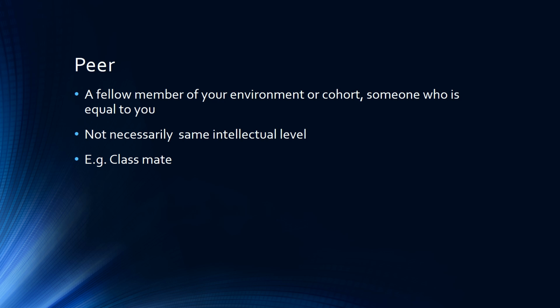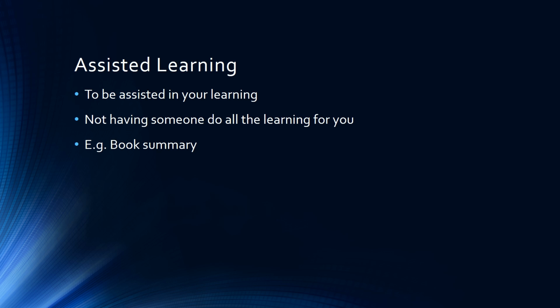Now, the second part of peer-assisted learning is assisted learning. Assisted learning really does mean to be assisted in your learning, and that's very critical that you understand this. This does not mean that someone does all the learning for you. For example, this is a book summary. In a book summary, someone has gone through the book, worked through the entire thing and written a summary. If you only read the book summary, you're not having your learning assisted, you're letting someone do all the learning for you.